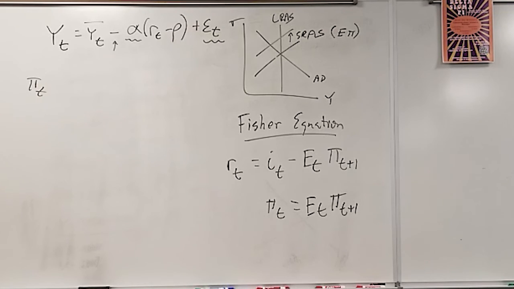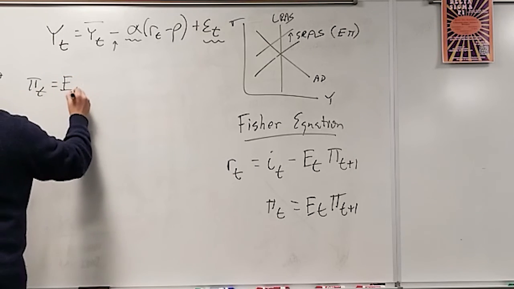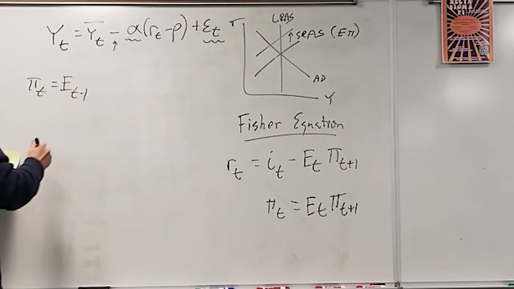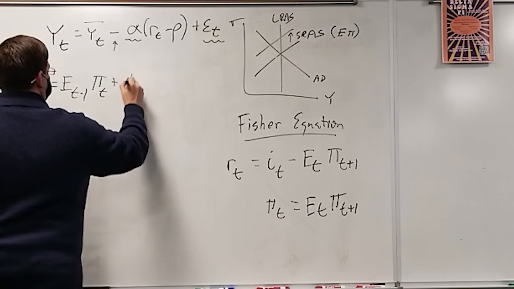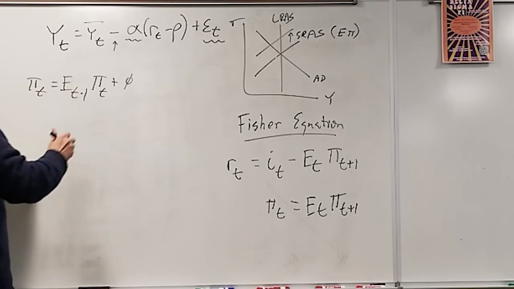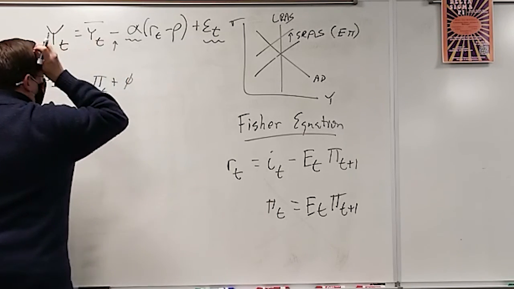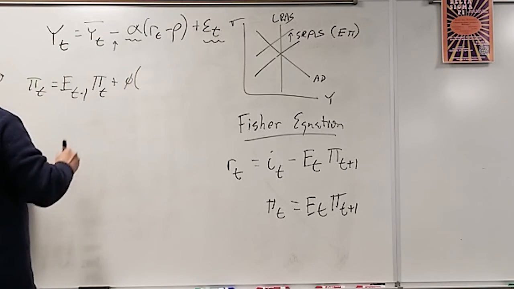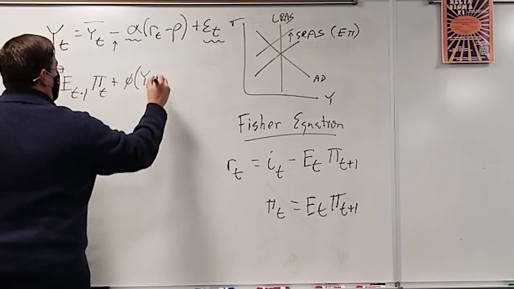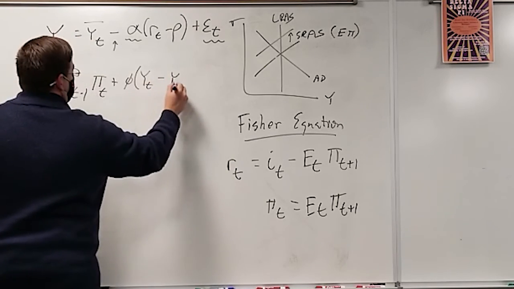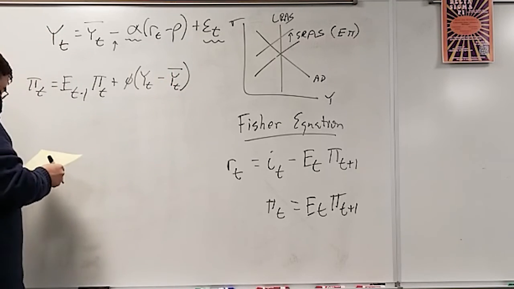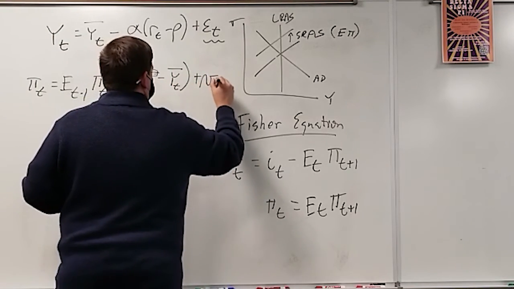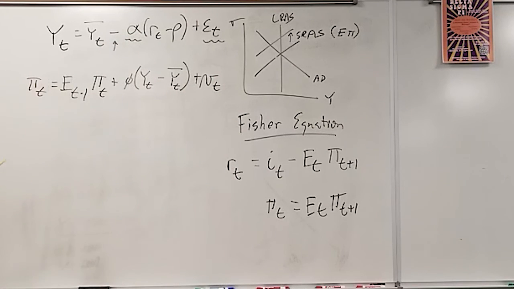Inflation for this year that's coming up can be articulated as the expectations a year ago about what inflation will have been this year, plus some measure of responsiveness of inflation to the deviation between actual output and natural level of output, plus some random supply shock.